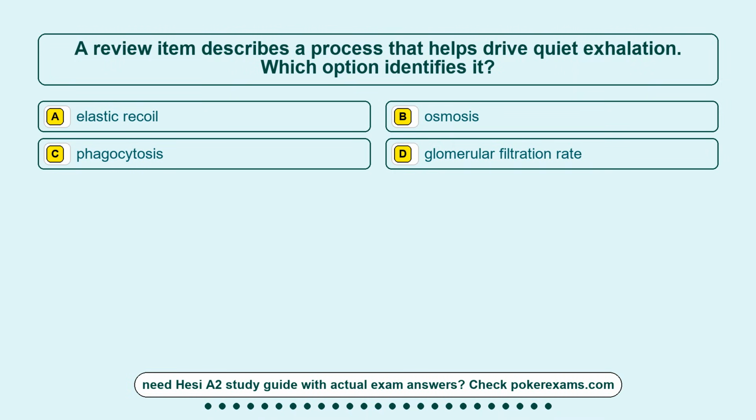Question 8. A review item describes a process that helps drive quiet exhalation. Which option identifies it? Option A, elastic recoil. Option B, osmosis. Option C, phagocytosis. Option D, glomerular filtration rate. The correct answer is option A, elastic recoil.